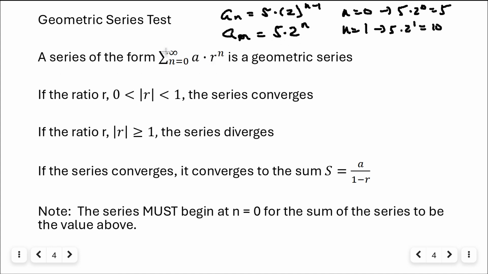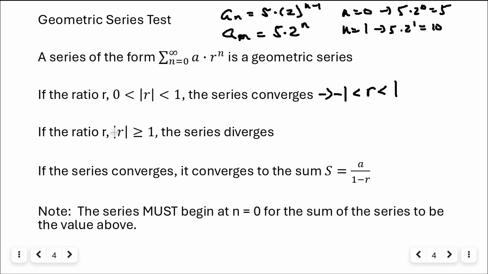So a series of the form the sum from n equals 0 to infinity of a times r to the n is considered a geometric series. If the ratio r, in our case that would be 2, has an absolute value between 0 and 1, the series converges. Some textbooks write it as r has to be between -1 and 1. It's the same thing. You're just solving this absolute value inequality for r. So you can write this or you can write that. Both of them are valid.